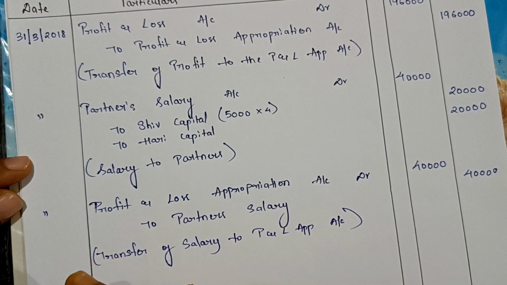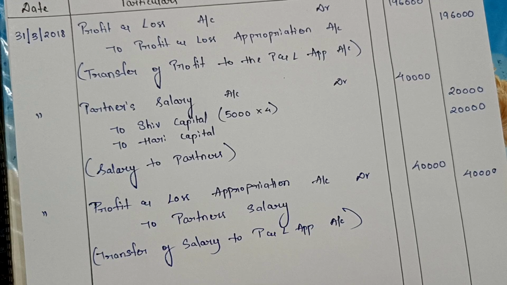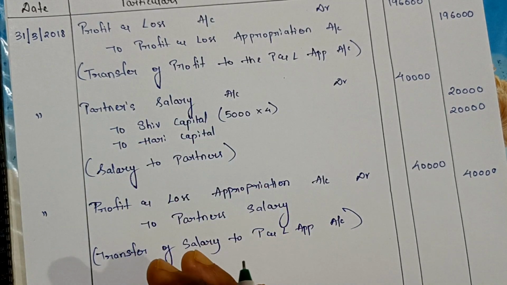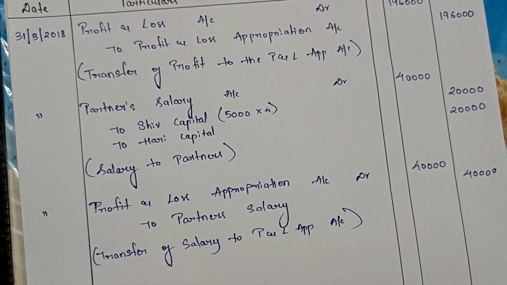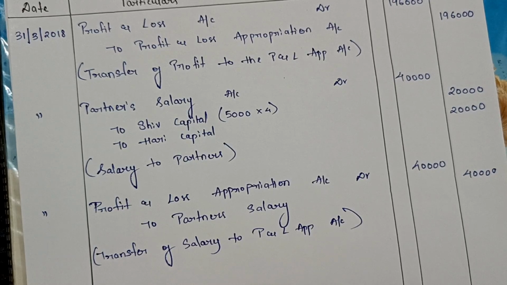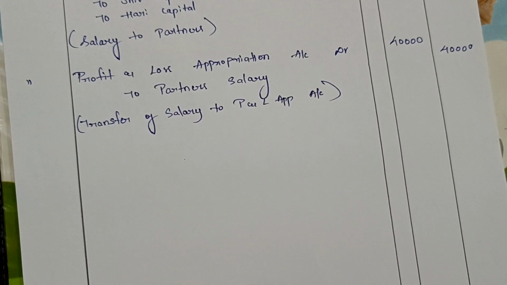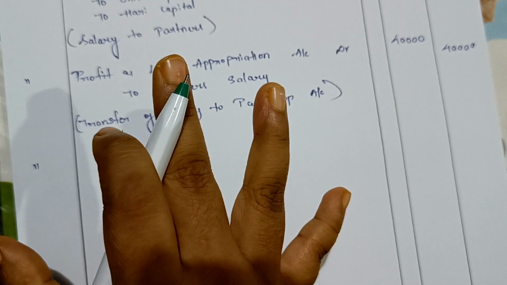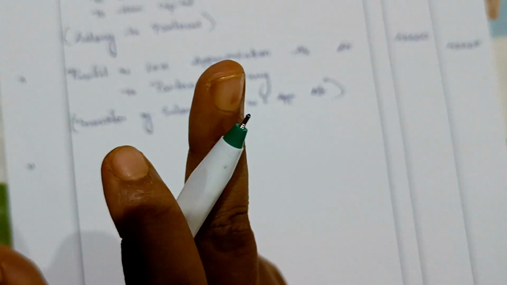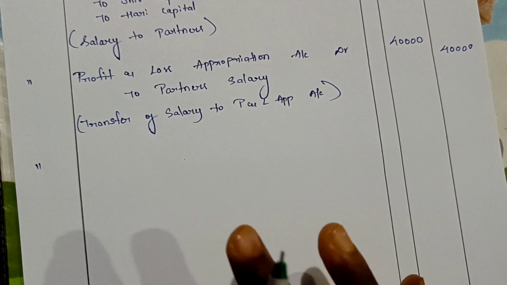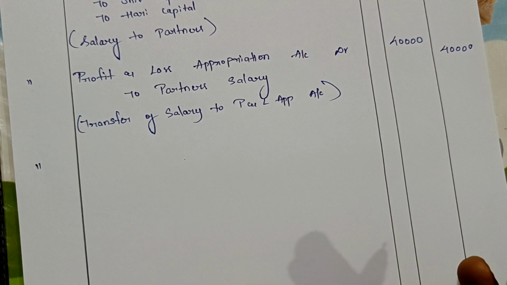Next, we will post the interest on capital at the rate of 8% per annum. Actually, we are posting according to the adjustments given in the question. Here also the date is not mentioned, so we are assuming the same date for the capital also. Interest on capital also includes two entries. First one, division of interest on capital between the partners, and the next will be the transfer of interest on capital to the profit and loss appropriation account.